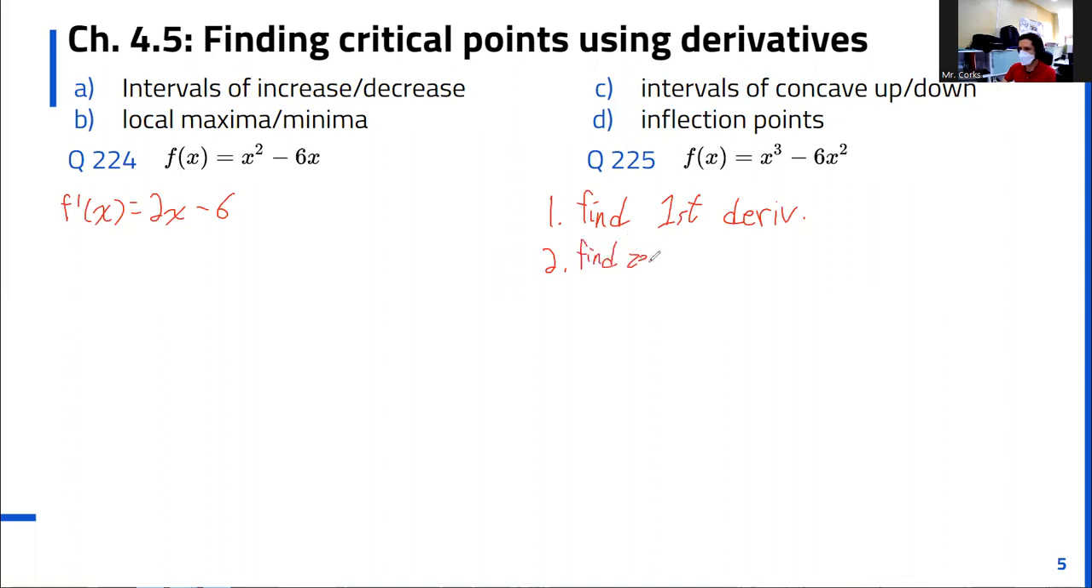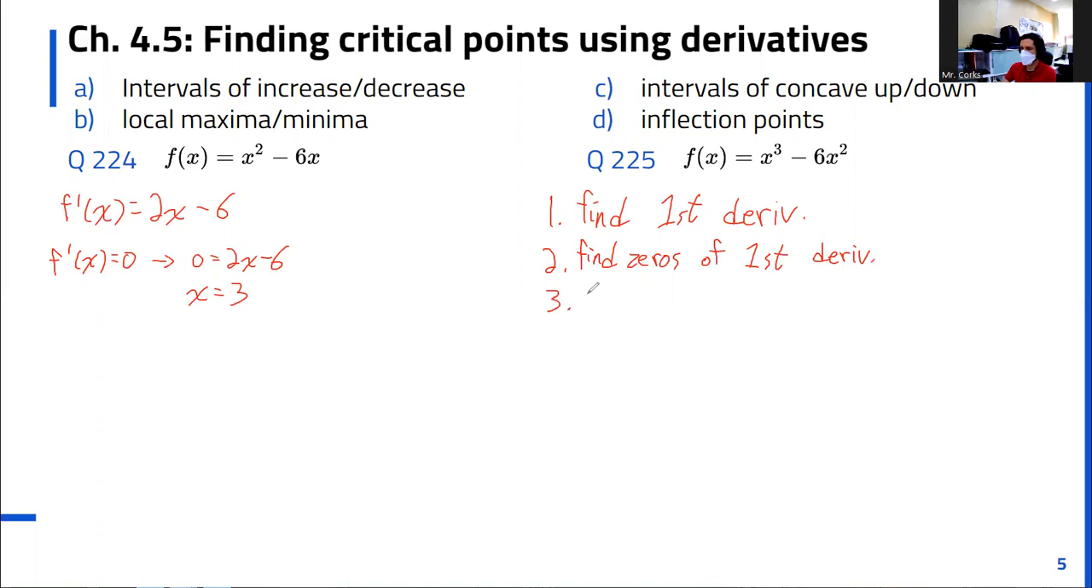find the zeros of the first derivative. Okay, so we set this first derivative equal to 0. And at that point, 0 is equal to 2x minus 6. So x is equal to 3.